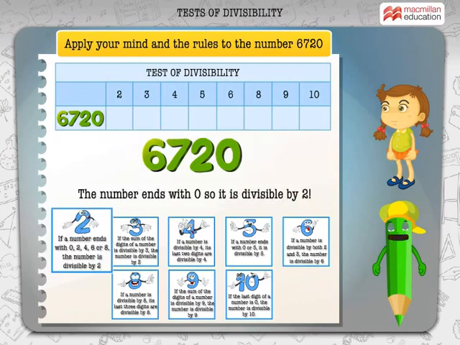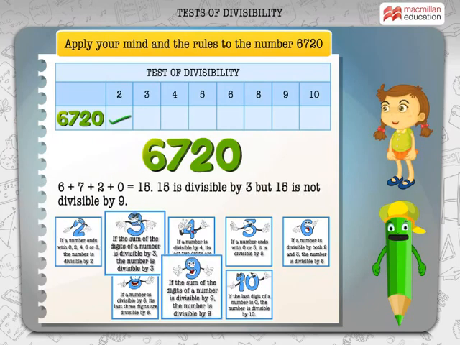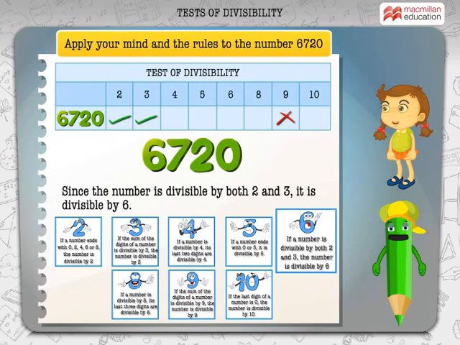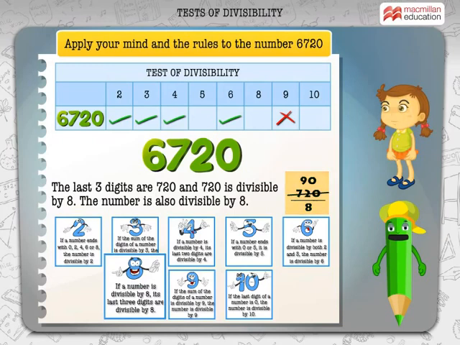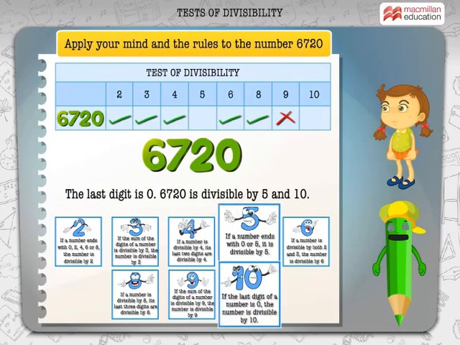6720. The number ends with 0, so it is divisible by 2. Add the digits: 6 plus 7 plus 2 plus 0 is equal to 15. 15 is divisible by 3, but 15 is not divisible by 9. This means that the number is divisible by 3 but not by 9. Since the number is divisible by both 2 and 3, it is divisible by 6. The last two digits of the number are 2 and 0, and 20 is divisible by 4. 6720 is divisible by 4. The last three digits are 720 and 720 is divisible by 8. The number is also divisible by 8. The last digit is 0. 6720 is divisible by 5 and 10.